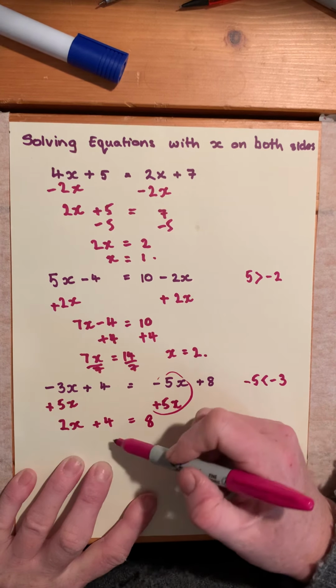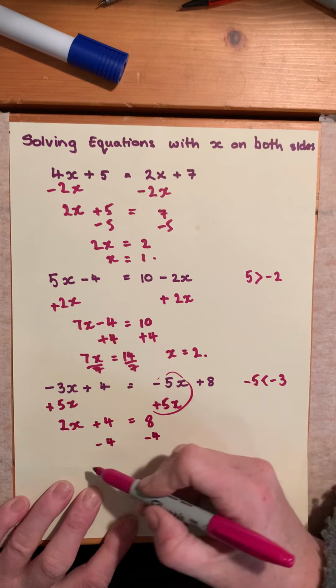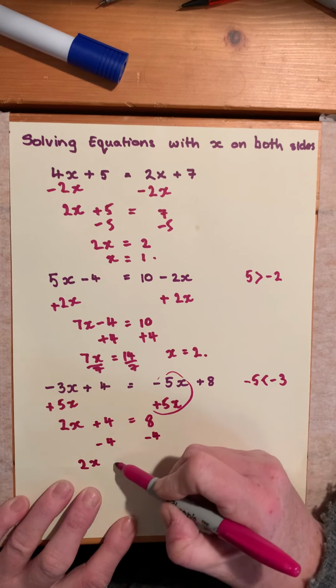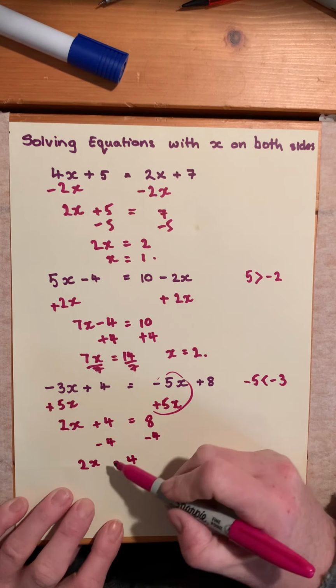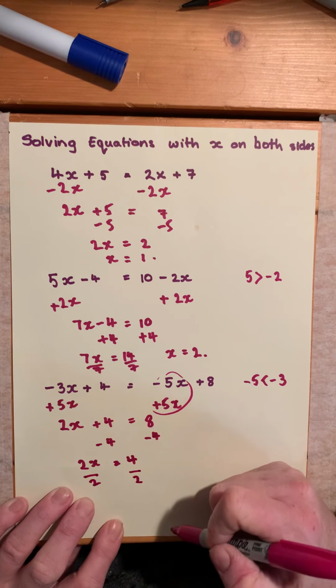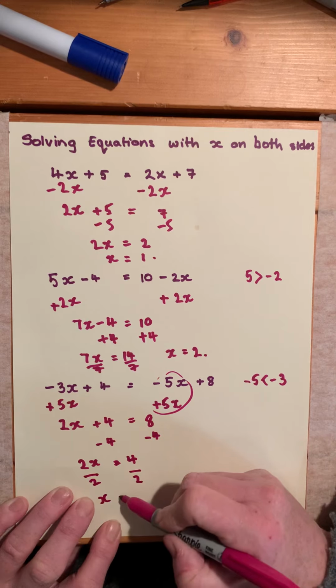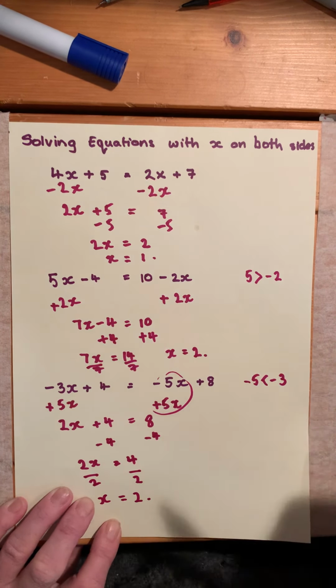To get 2x on its own, I take away 4. What I do to one side, I do to the other. I'm left with 2x equals 8 subtract 4 is 4. 2x, I'm going to divide that by 2, must divide that side by 2, x equals 4 divided by 2 is 2. So that's the final solution.